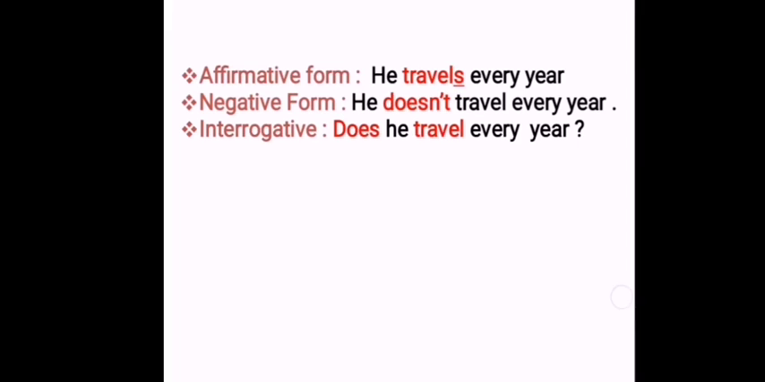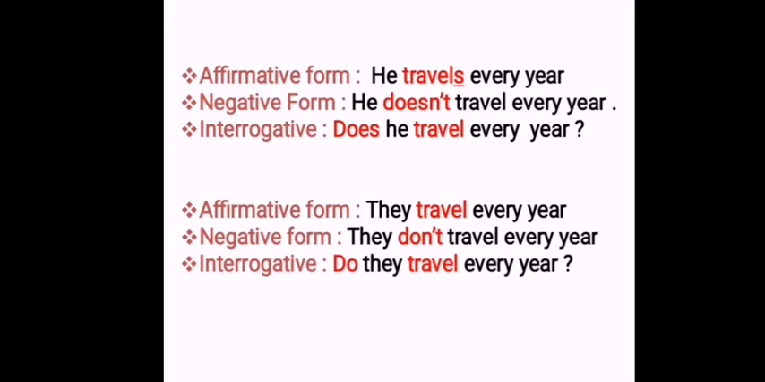Okay, let's have another example. This is the same verb but with the pronoun they. In the affirmative form, we say "they travel every year." In the negative form, we add don't: "they don't travel every year." And in the interrogative form, we say, "do they travel every year?" So this is the difference between the affirmative form, the negative form, and the interrogative form.